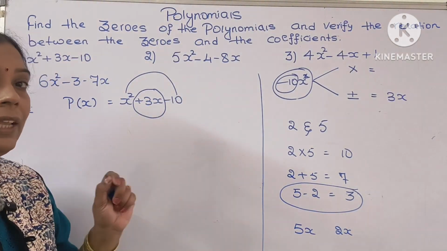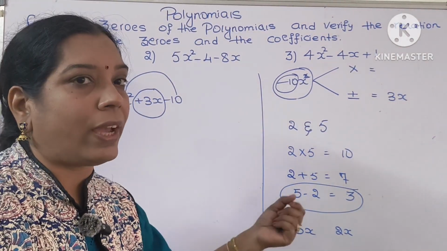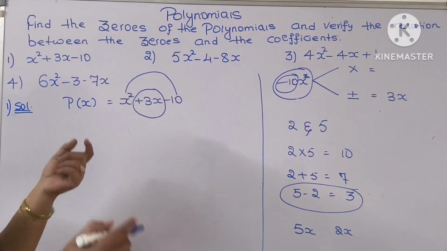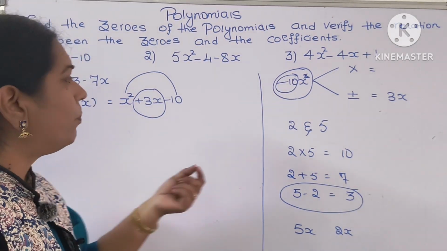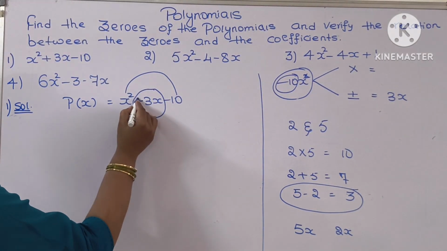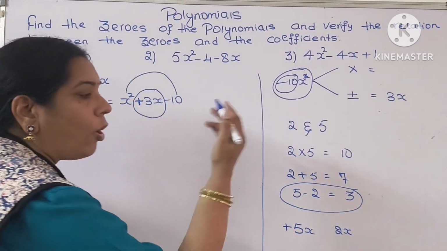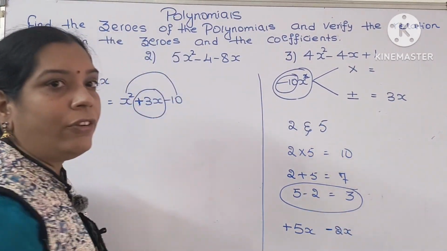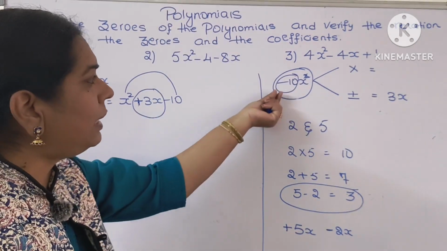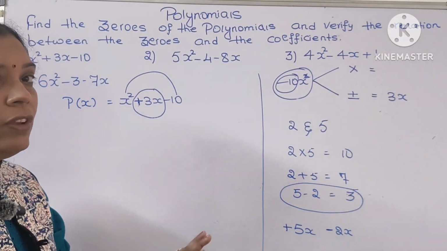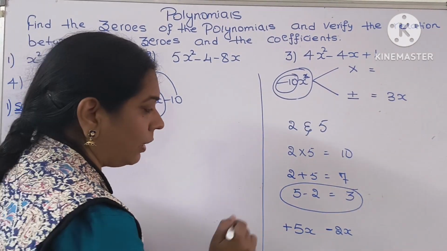Now, we have to think about what the signs of the factors should be. You are subtracting and getting the middle term. So, whatever is the sign of the middle term, write that same sign for the bigger factor, and the opposite sign for the other factor. Then your minus 10x square will automatically fall in place. You will get it automatically.